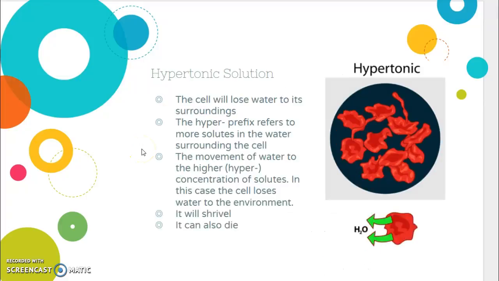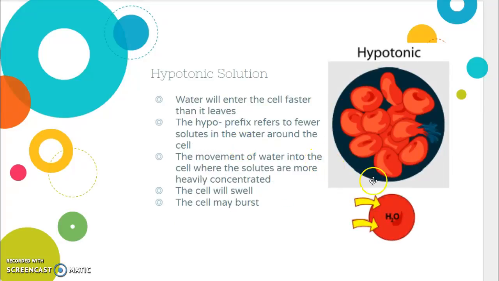In a hypertonic solution, the cell loses water to its surroundings. You can see here, these cells have shrunk. That is because water is leaving them. The hyper prefix refers to there being more solutes in the water surrounding the cell. Remember that solutes are particles. So that means these cells must have had a high concentration of solutes around them, so the water wanted to leave the cell to move out towards those solutes. In a hypertonic solution, the cell will shrivel, but it could also die.